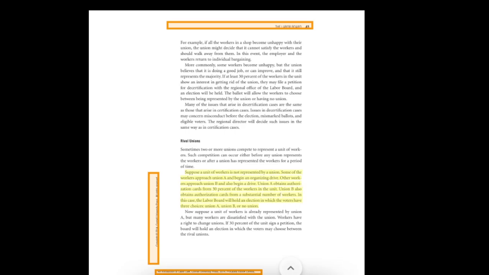In this case, the Labor Board will hold an election in which the voters have three choices: Union A, Union B, or no union. Now suppose a unit of workers is already represented by Union A, but many workers are dissatisfied with the union. Workers have a right to change unions. If 30% of the unit sign a petition, the board will hold an election in which the voters may choose between the rival unions.